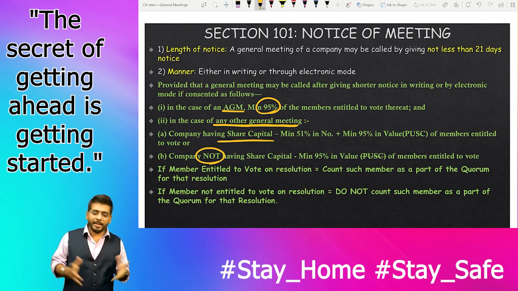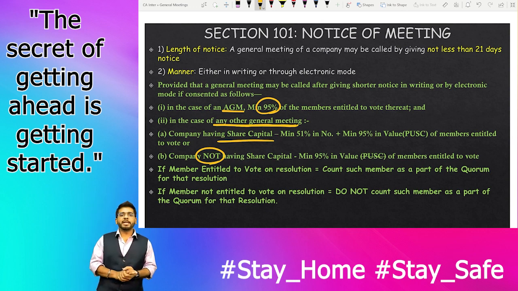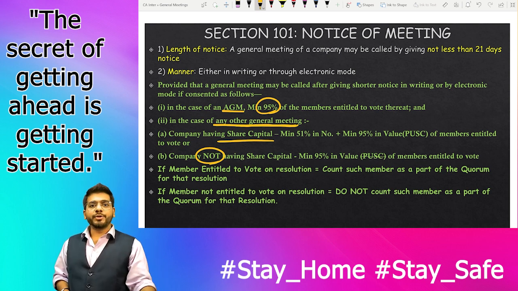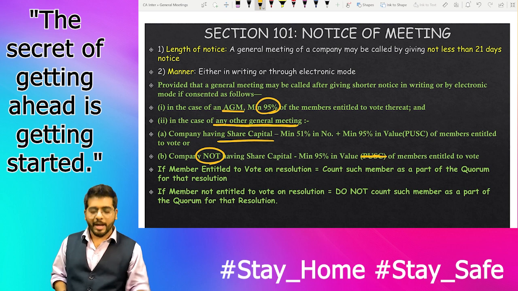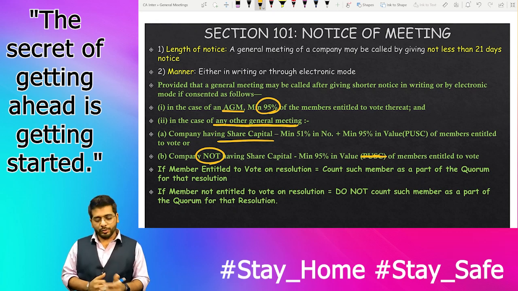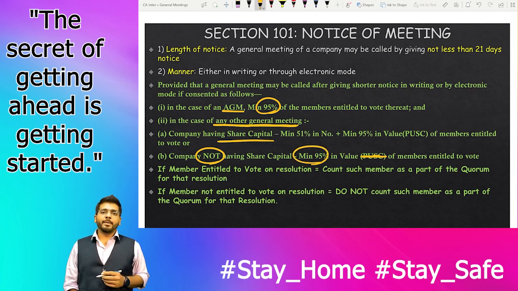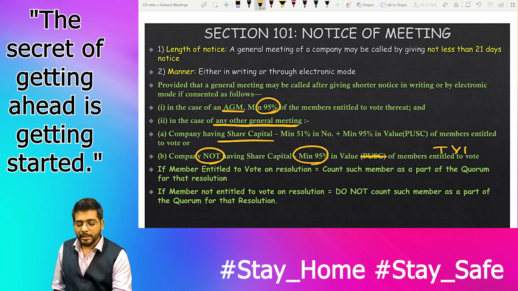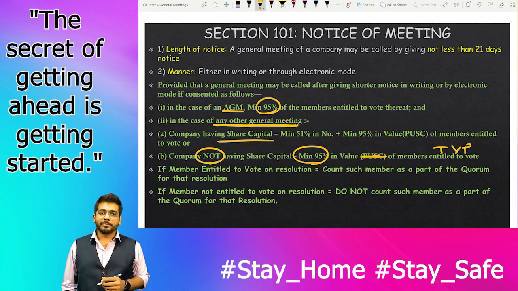For a company not having share capital, they said minimum 95% of the capital. Can you see the word? Paid up share capital has been cancelled. Because if you are a company not having share capital, how can you have paid up share capital? You will only have capital. So those who are holding minimum 95% of the TVP, total voting power, should agree.